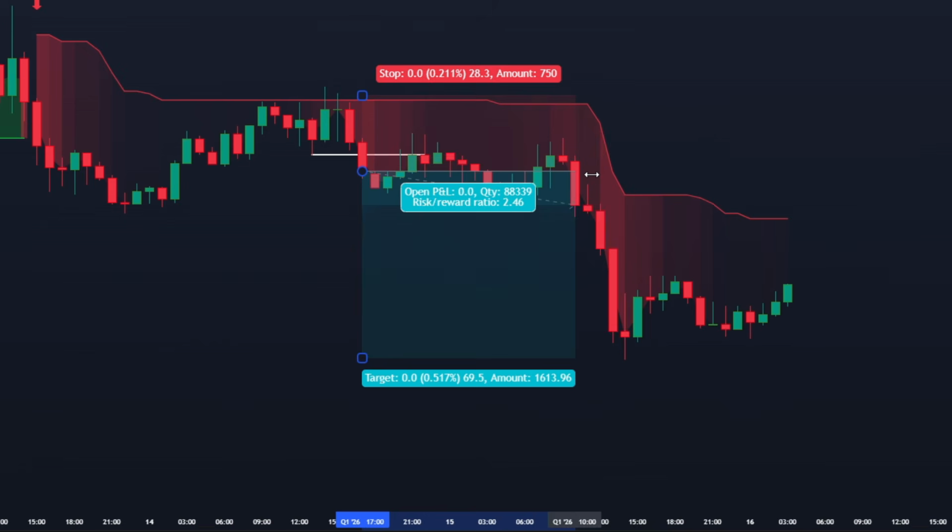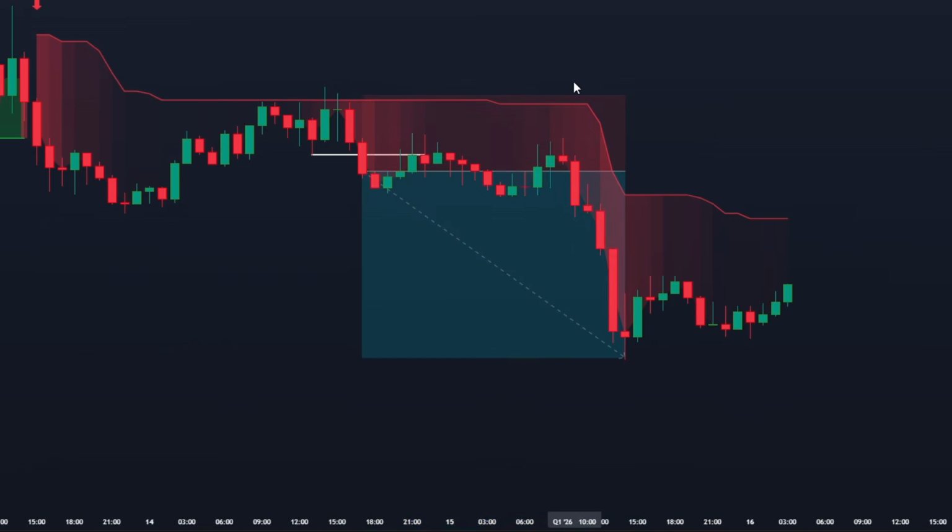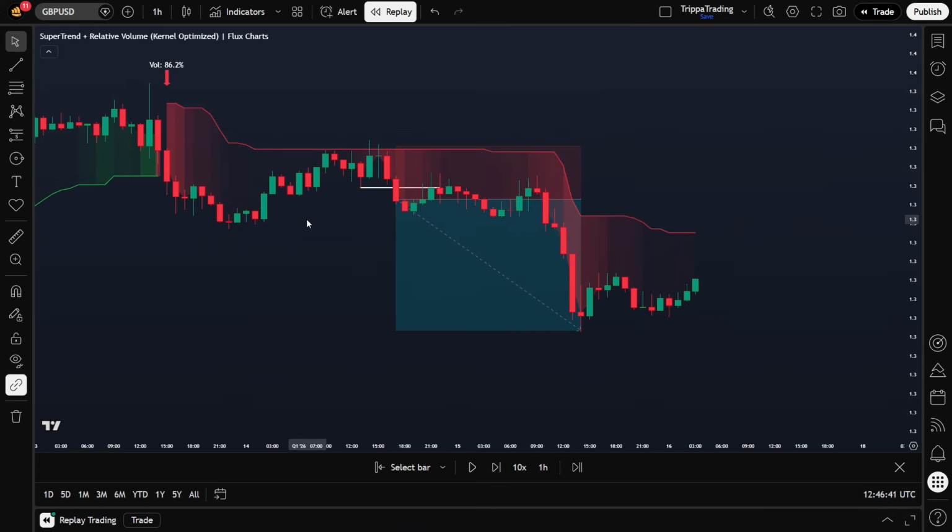And one more important thing before you use this live, always manage your risk properly. Even the strongest looking signal can fail.